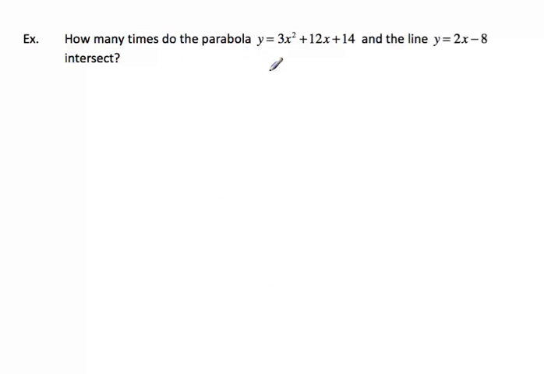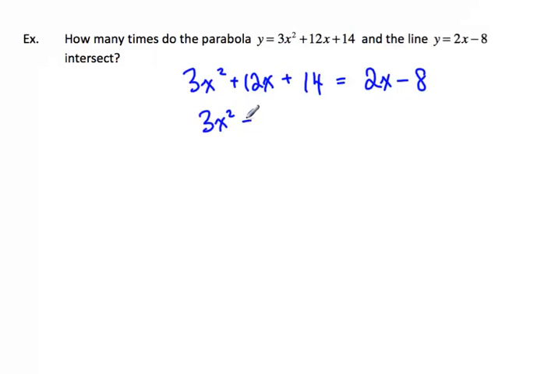Here we're asked how many times does this parabola intersect this line? So once again, let's assume that they do intersect and set them equal to each other. If they intersect, their y values are the same, which means that the y value of the first one, 3x squared plus 12x plus 14, has to be equal to the y value of the second one, which is 2x minus 8. Once again, I'm going to move everything over to one side. So I get 3x squared plus 10x plus 22 is equal to 0.